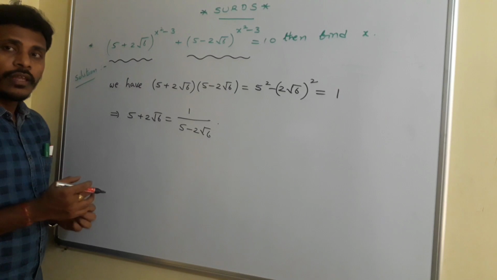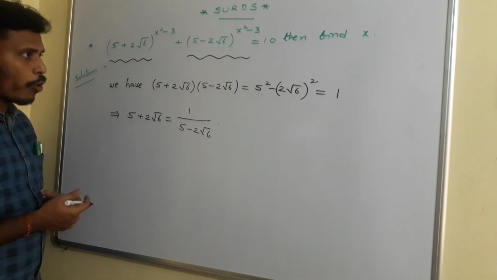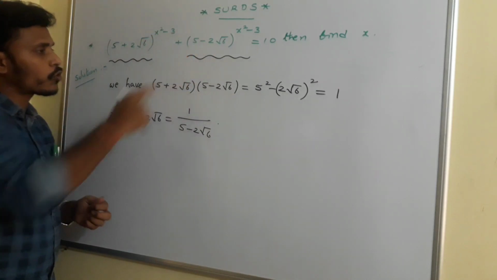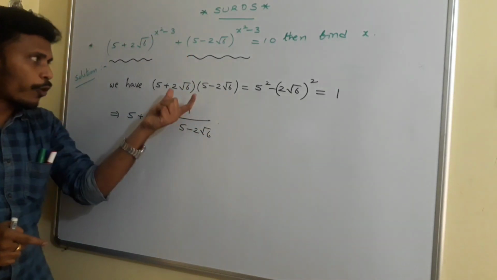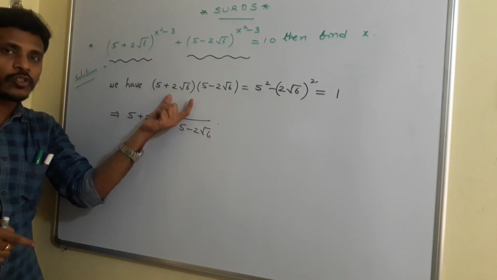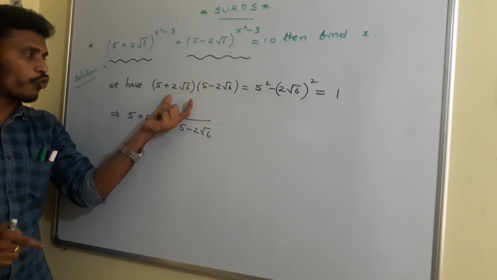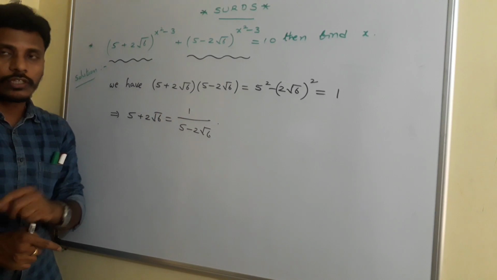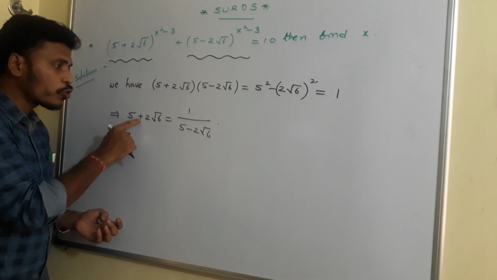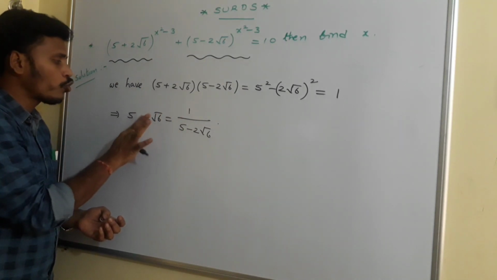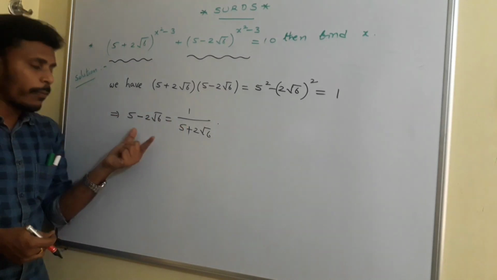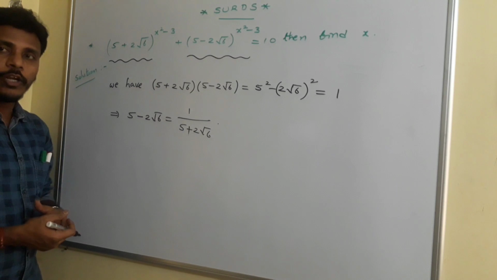Just observe it. The first observation from the given problem itself is that the product of 5 + 2√6 and 5 − 2√6 is 1. Since the product is 1, we are able to rewrite 5 + 2√6 as 1/(5 − 2√6), or otherwise, 5 − 2√6 as 1/(5 + 2√6). It's our choice to write. We have both the options.